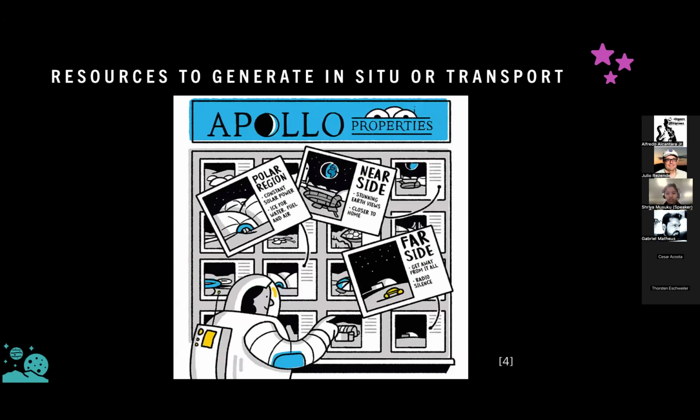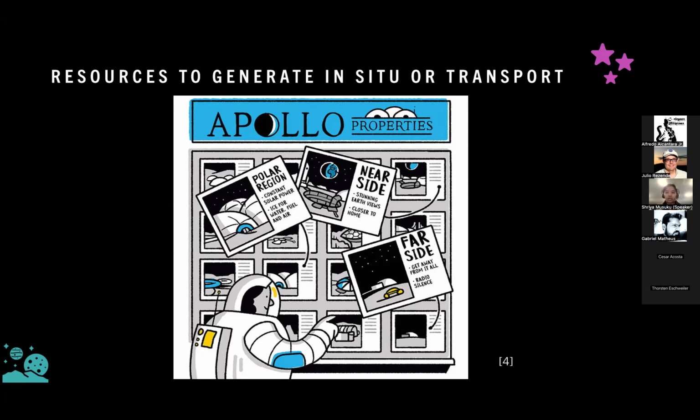So what resources do we take to space with us? Looking at every planet, it's different. For the moon in particular, there's different pros and cons to living on each side of it. So this graphic is a really great example. We have polar regions, we have the near side and the far side of the moon. Polar regions are constantly lit up by the sun, more radiation, but they have ice.